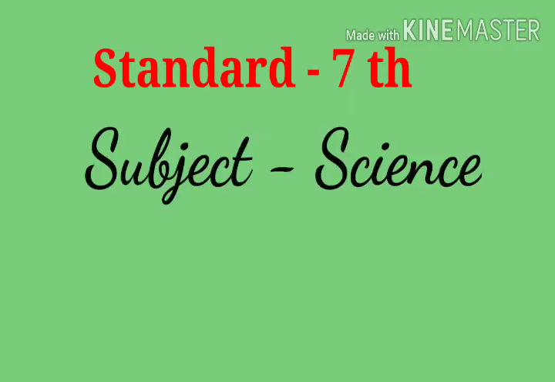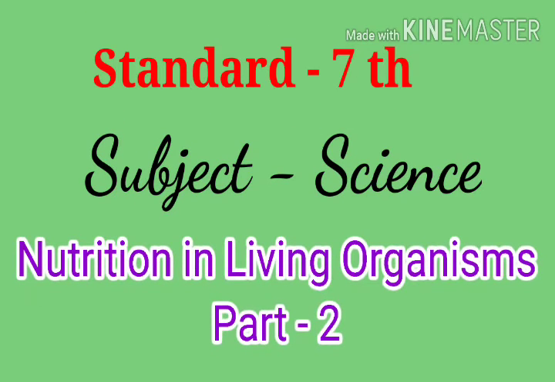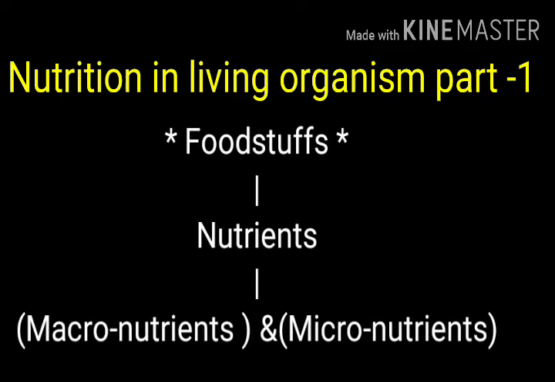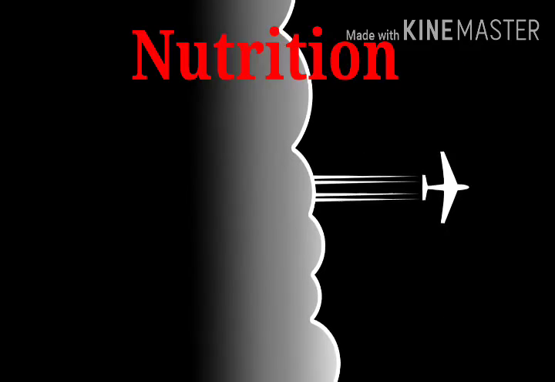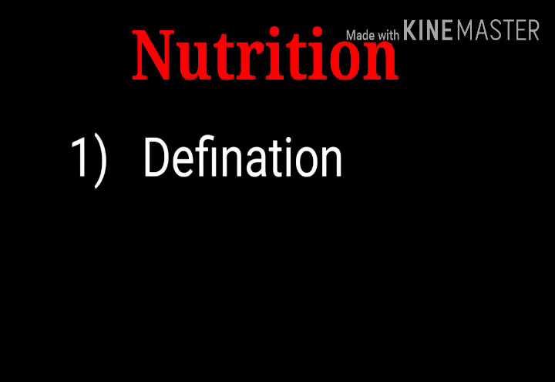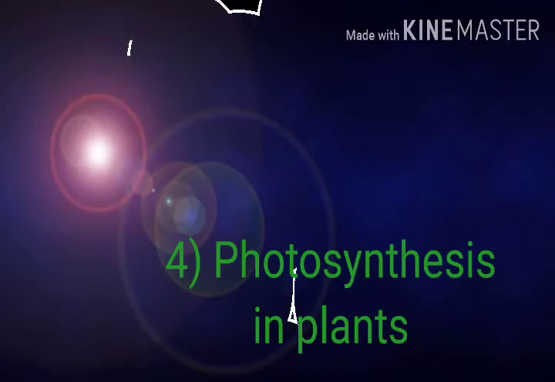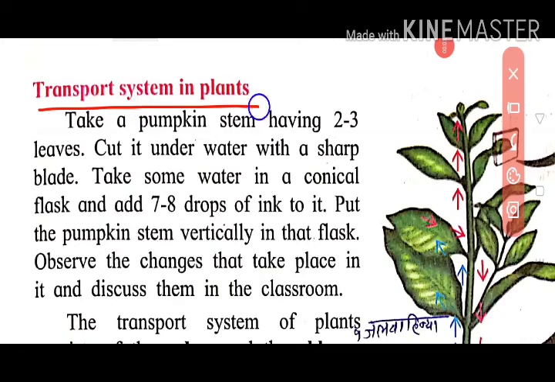Today we are going to learn the subject science and discuss nutrition in living organisms. In the previous part 1 we studied foodstuffs, nutrients and their types, then nutrition, its definition, the need for nutrition and types of nutrition, then photosynthesis in plants. The next point given here is the transport system in plants. We have to study the transport system in plants.